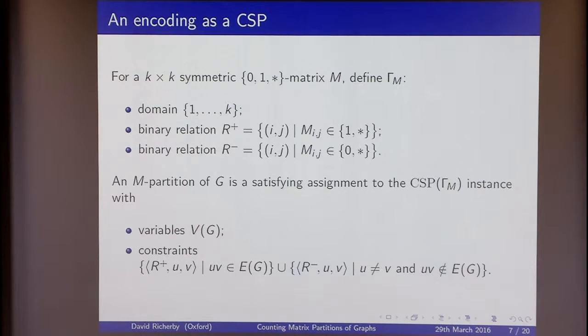And we can code the partition problem for a fixed matrix M as a constraint satisfaction problem with this fixed constraint language. The variables, again, are just the vertices of the graph that we're trying to partition. And now we have two collections of constraints. For every edge in the graph, that edge had better go somewhere where we are allowed to have an edge. And for every non-edge of the graph, that non-edge had better fall somewhere where we're allowed to not have an edge. Okay, so we can express this quite happily as a constraint satisfaction problem.